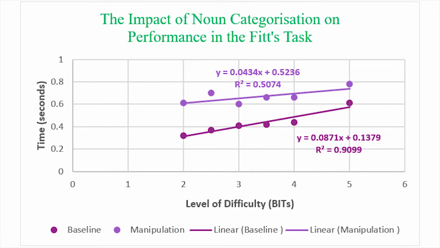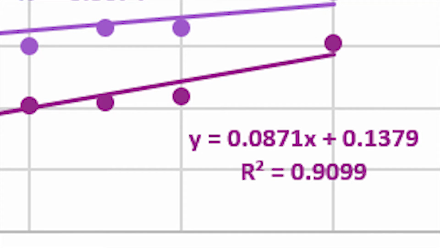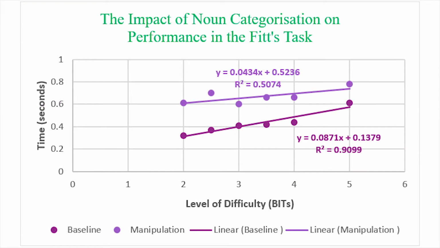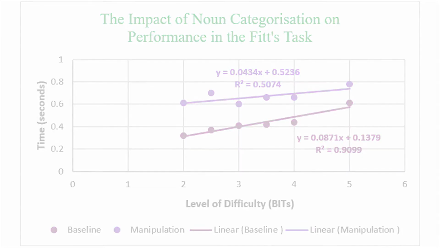The baseline slope produced from participant 3's results indicated the baseline increased at a positive rate of 0.0871, intercepting the y-axis at 0.1379. The R-squared value indicates that 91% of the variance in the data was accounted for by the linear regression. The baseline results demonstrated participant 3's ability to process 9.9 bits of information per second.